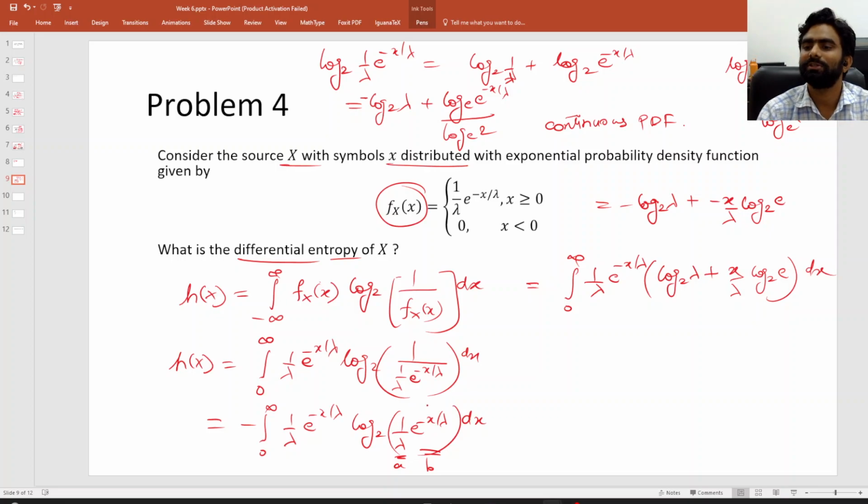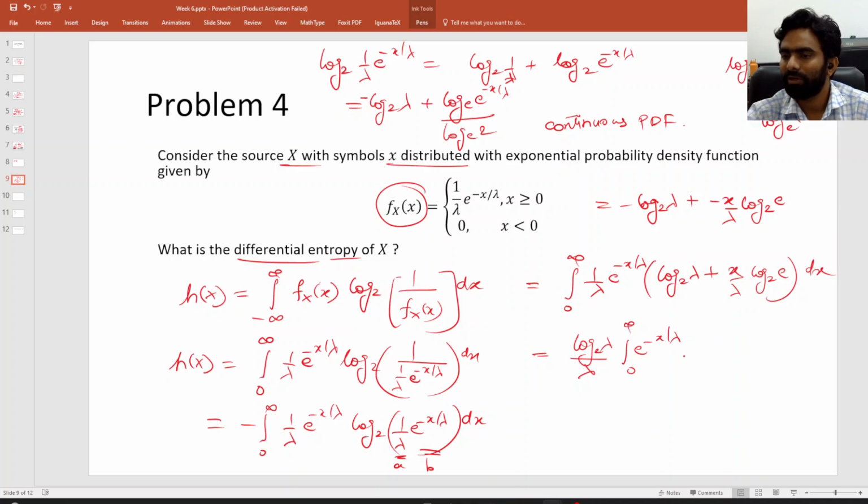Now you can solve this integral. It is easy. I'm not solving, just writing the integrals for you, then you can solve by yourself. This is a constant, it comes out of the integral: 0 to infinity x into e raised to power minus x by lambda dx.